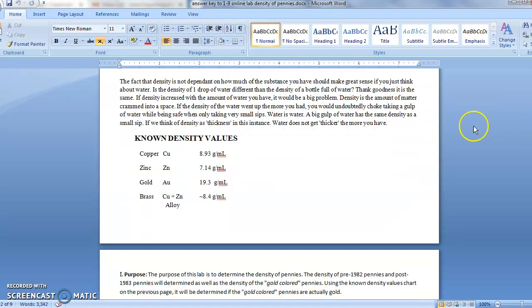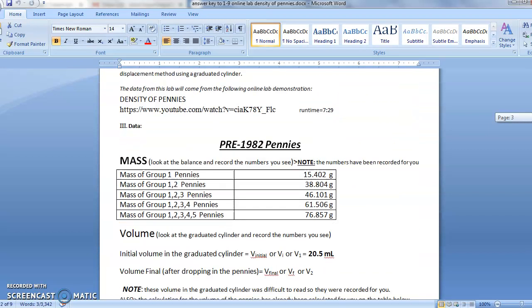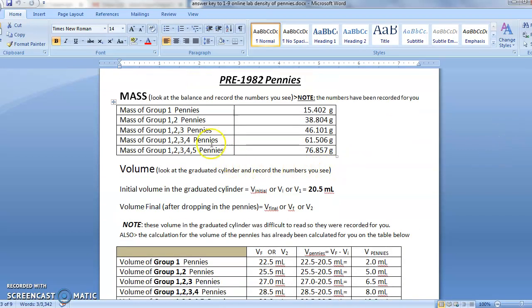in a substance. In order to prove if the pennies were gold or not, in the last step of the lab, if you recall, they were determining if the pennies were gold. In order to do that, you need to know what the densities are. Turns out the density of copper is about 8.9, the density of zinc 7.1, the density of gold 19.3, and brass, which is an alloy of copper and zinc, is about 8.4, depending on the percentages of copper and zinc in that alloy mixture. There's our purpose, there's our procedure, and here they go with the lab.